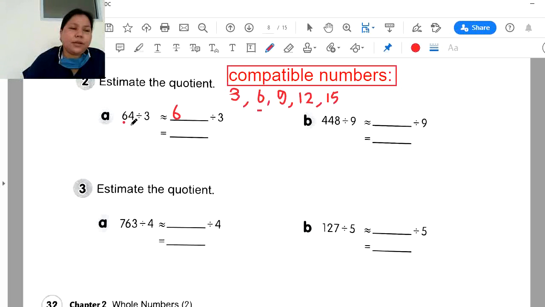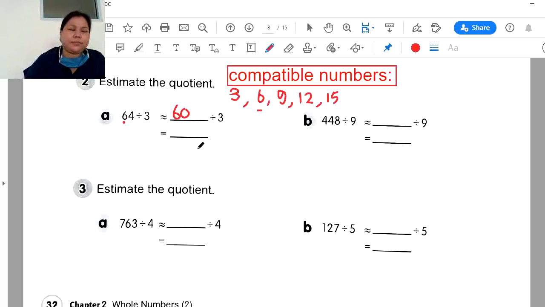After 6, there is only one digit, right? So we make it 0. Then we have the rounding. After that, we can divide as usual. It's easy, right? 60 divided by 3. Put aside the 0 first for a while. Then let's do 6 divided by 3. 6 divided by 3 is 2, right? And then put the 0. So we have 20 as the answer.